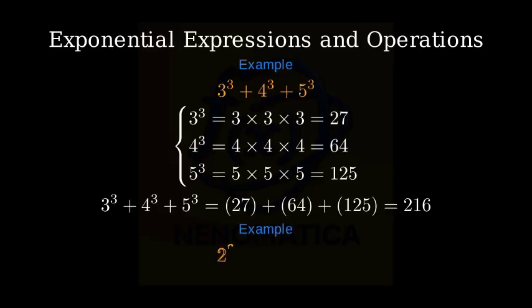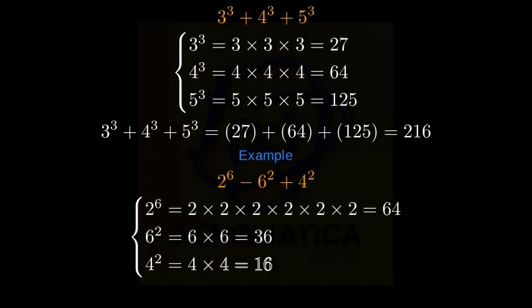Let's move to our next example. Here, we need to calculate 2 to the power of 6 minus 6 squared plus 4 squared. Again, we'll evaluate each term separately. 2 to the power of 6 equals 2 times 2 times 2 times 2 times 2 times 2, which gives us 64. 6 squared equals 6 times 6, which is 36. 4 squared equals 4 times 4, which is 16.